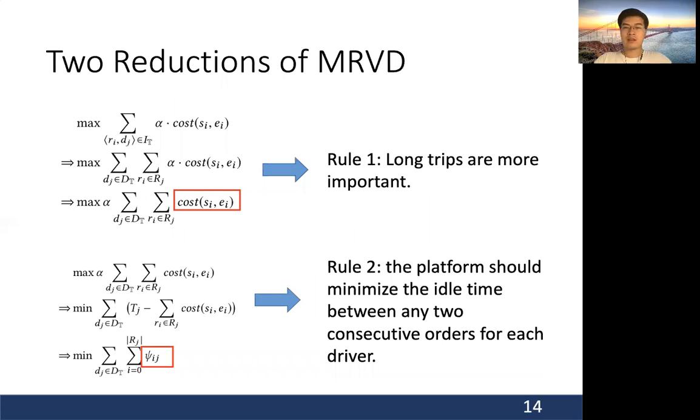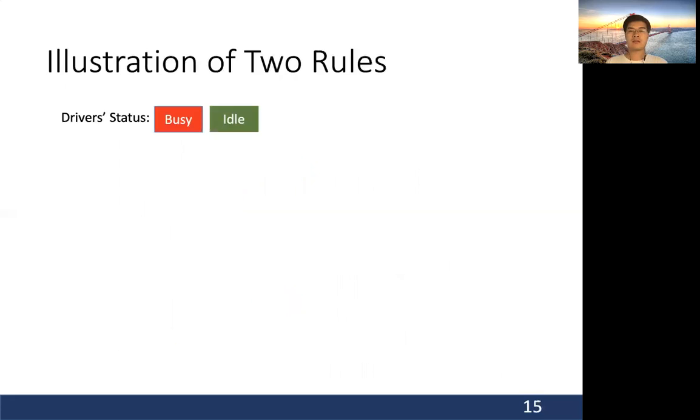We transform the objective function of MRVD to get two practical rules to help us achieve the optimization goal. Rule one is that long trips are more important for platforms. Rule two is that platforms should minimize the idle time between any two consecutive orders for each driver. We illustrate the two rules here.